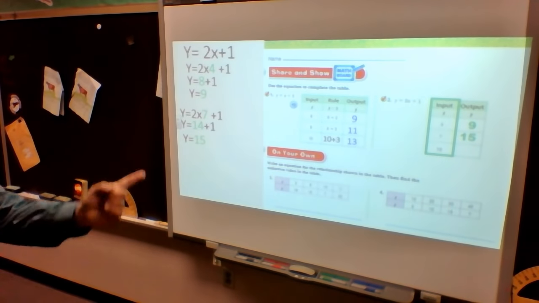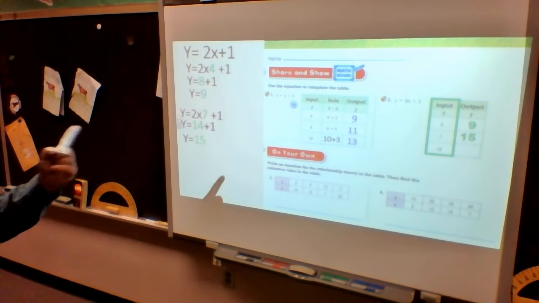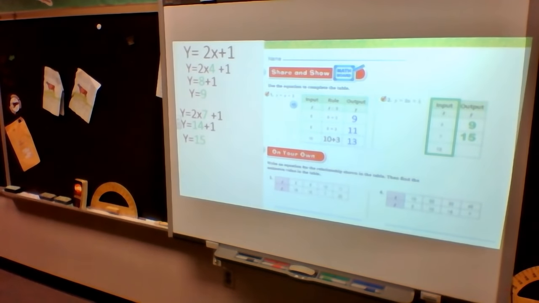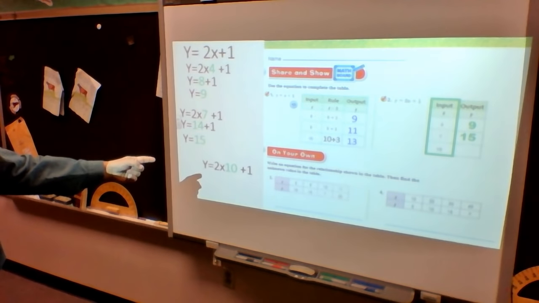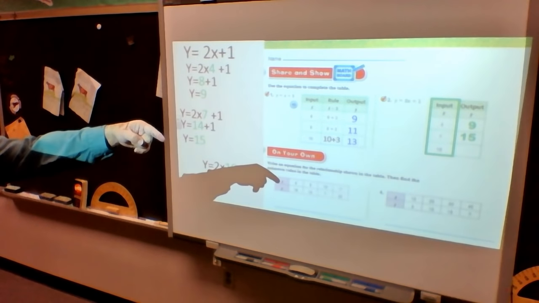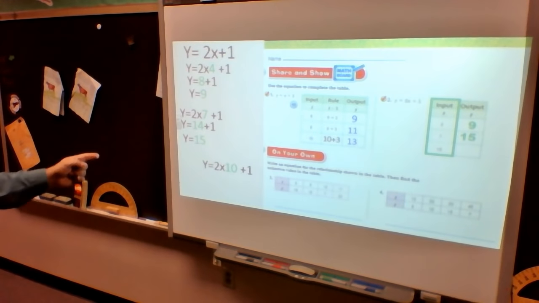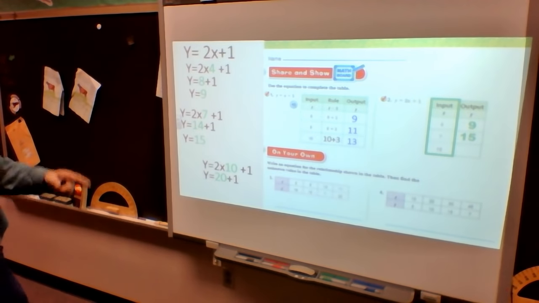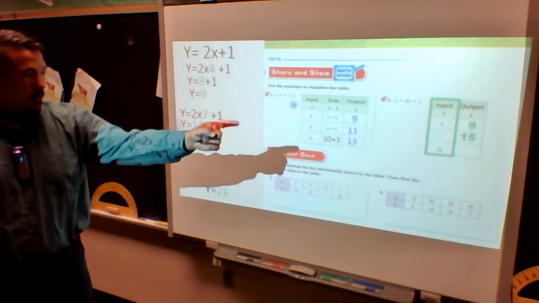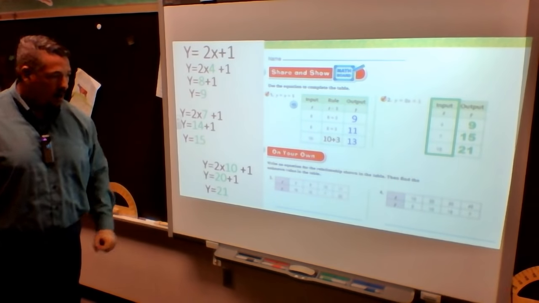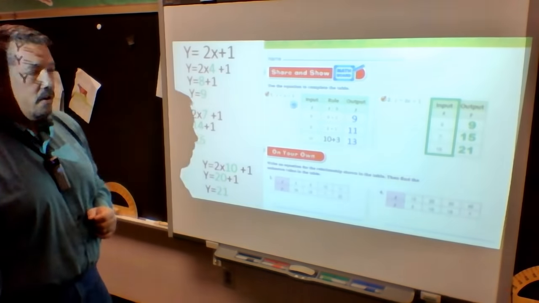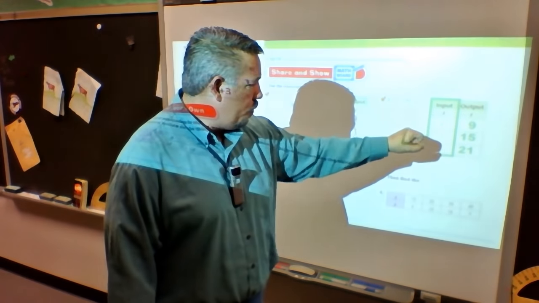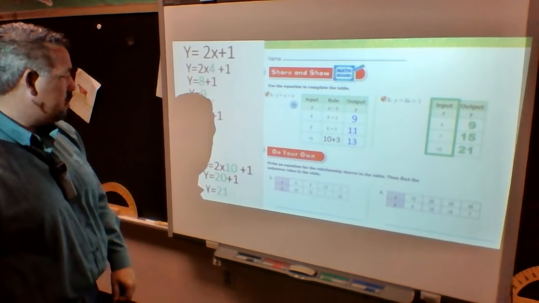Substituting in for 10. Do it on your own. Pause the video if you need to. Come back to it. So hopefully you're going to get 2 points because you're going to have work and you're going to plug it in. I plug in 10 for my x because my input is 10 into my rule. 2 times 10 is 20. Left with 20 plus 1, 21. y is 21. I plugged it in. So hopefully you got 2 points each. 2, 4, 6 points.